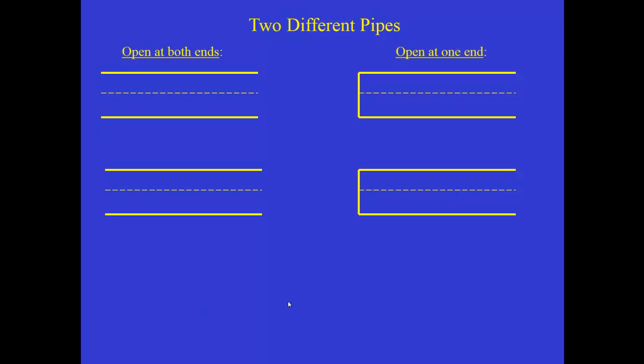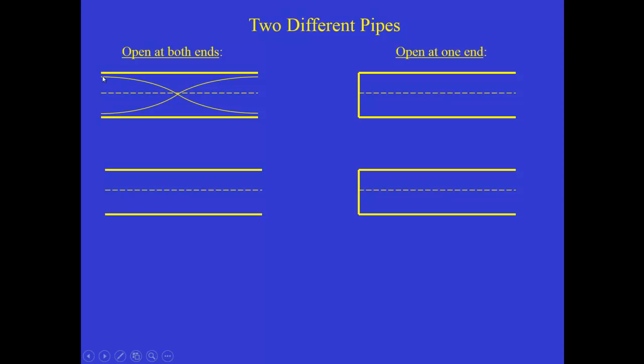Well, with pipes like organ pipes or flutes or other kinds of woodwind instruments, we can have a pipe that's open at both ends, or, as we just showed on the previous slide, a pipe that's only open at one end. And these two kinds of combinations of boundary conditions produce standing waves that are a little bit different from each other.